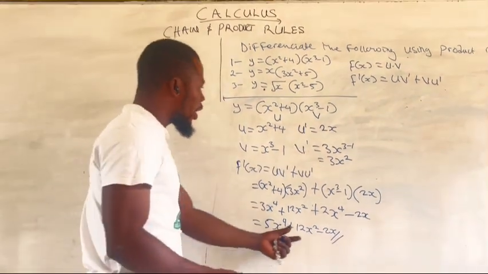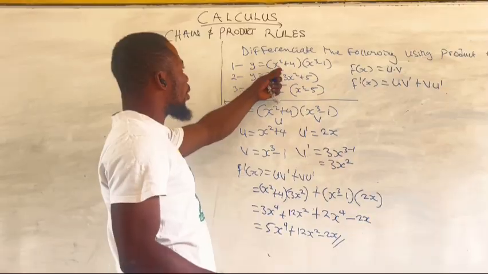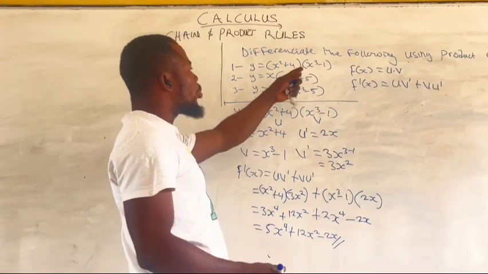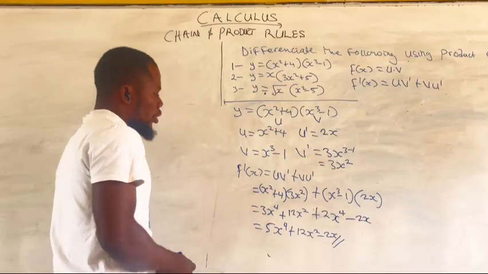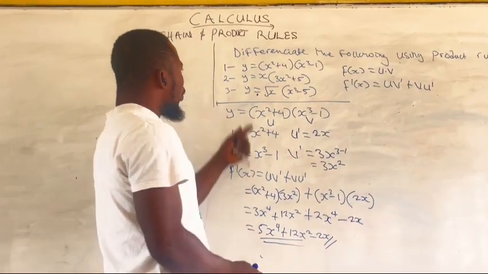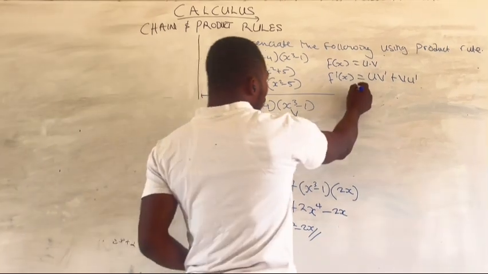So this will be the derivative of x squared plus 4 multiplied by x cubed minus 1. So this is the answer for the first question. Moving on to the second question.